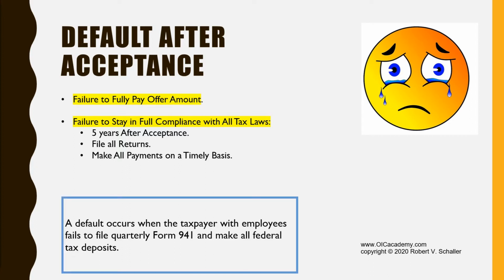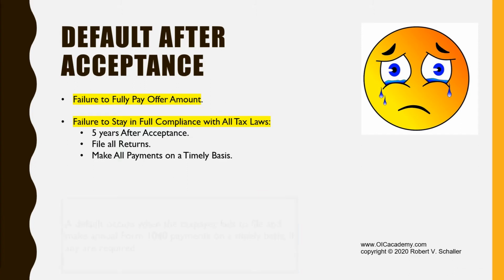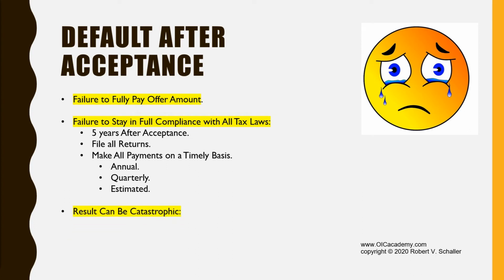A default occurs when the taxpayer with employees fails to file quarterly Form 941 and make all federal tax deposits. The taxpayer defaults when the 1099 employee fails to make quarterly Form 1040-ES estimated tax payments. And a default occurs when the taxpayer fails to file and make annual Form 1040 payments on a timely basis, if any are required. The result of a taxpayer's default can be catastrophic.